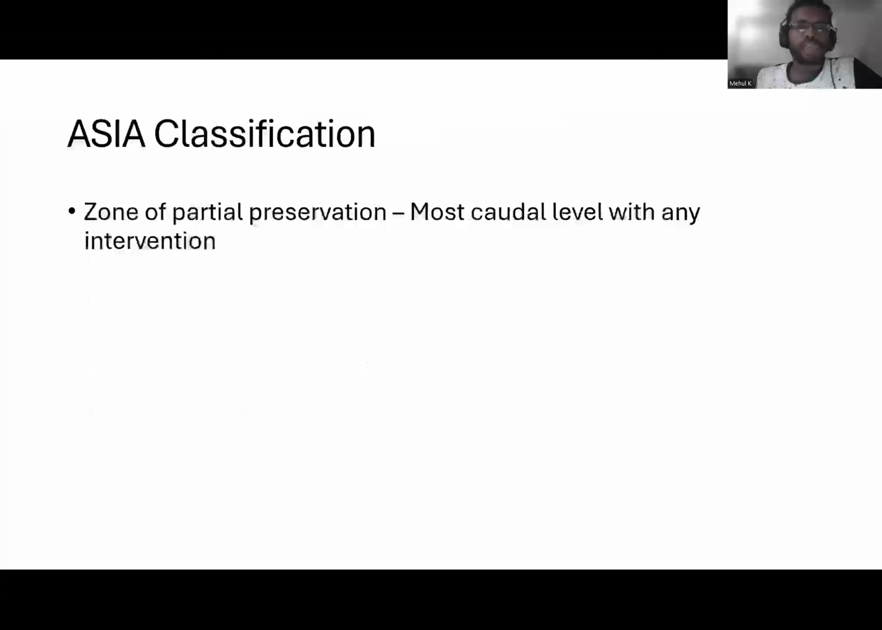There's also something called the zone of partial preservation. I'm not going to go into the detail of this. Basically, below the neurological level of injury, the lowest level with any kind of activity is your zone of partial preservation. That can help in prognosticating these injuries.